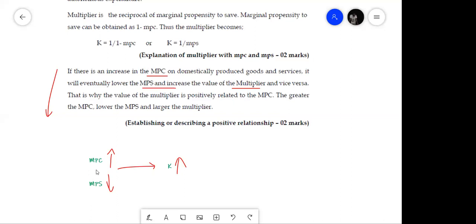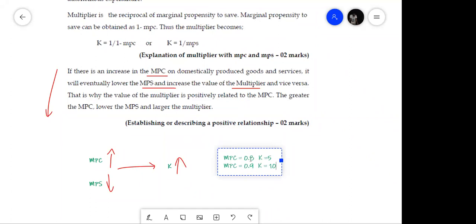So as a result, it gets multiplied a higher number of times. If you want to further explain your answer, you can put in some numbers and show. So MPC 0.8, the multiplier K is 5 times. MPC goes to 0.9. When MPC increases, what happens? K is now 10 times.